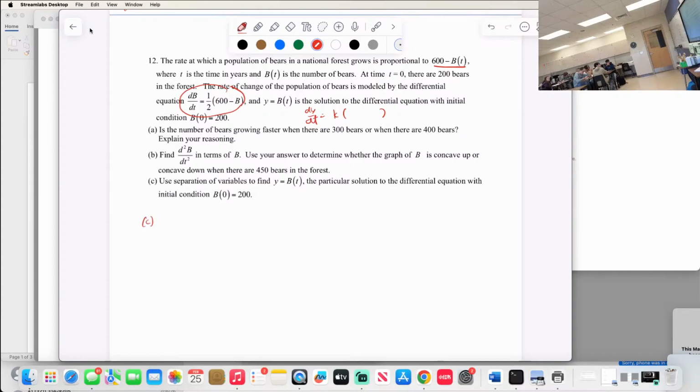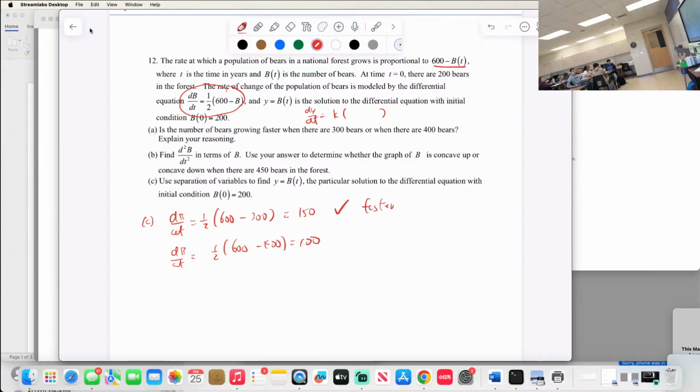So let's just go with A first. The name A is going to say dB/dt, and what they want you to do is plug in how many bears there are. So it'd be 1/2 of 600 minus 300 first, and then dB/dt at 1/2 of 600 minus 400. You're gonna realize this is equal to 150, this is equal to 100, and obviously this is faster than the other one.